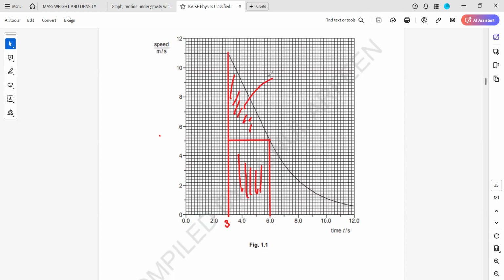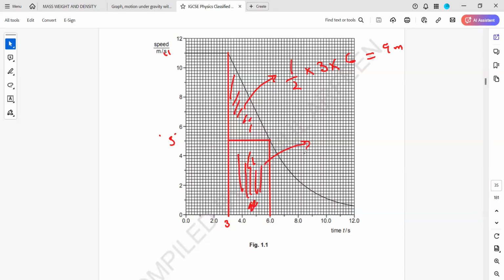So what's the area of the triangle? Half base multiplied by height. What about the base? It starts from 3 and ends at 6, so the base is 3. What about the height? It starts from 5 and ends at 11, so it's 6. So it will be 9.